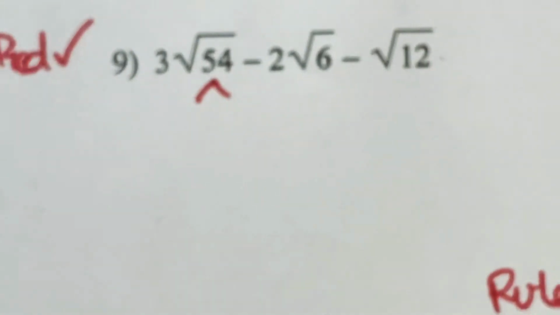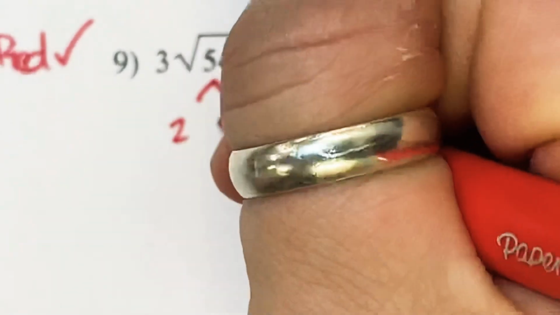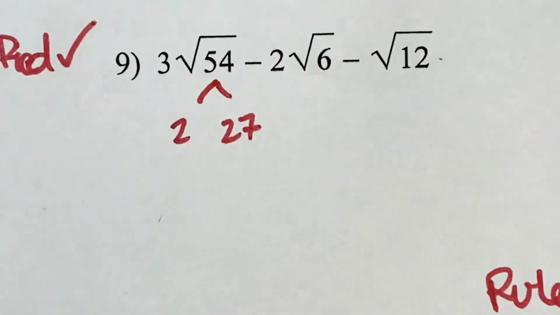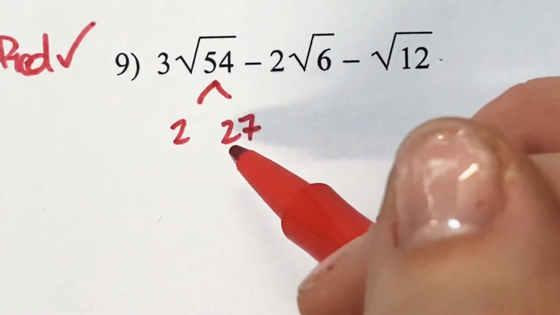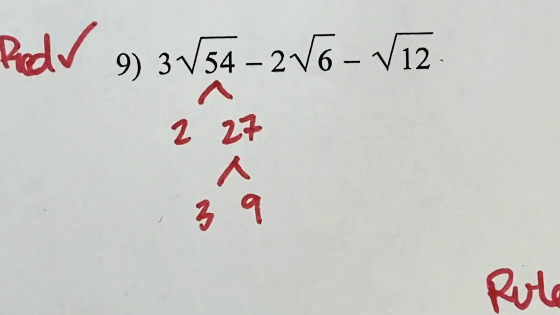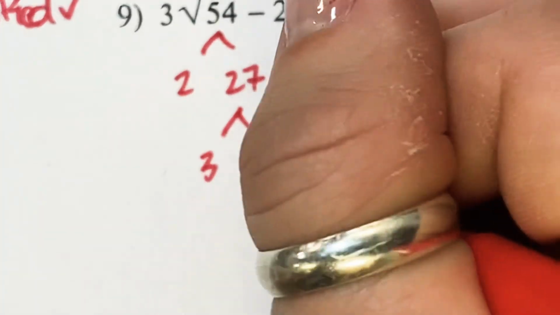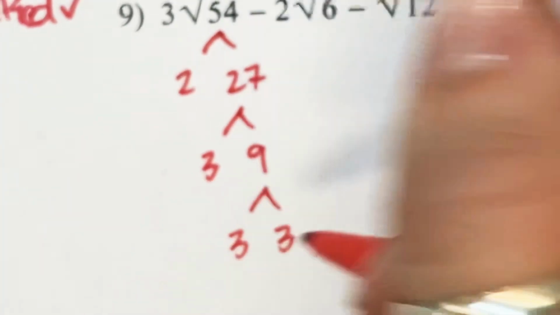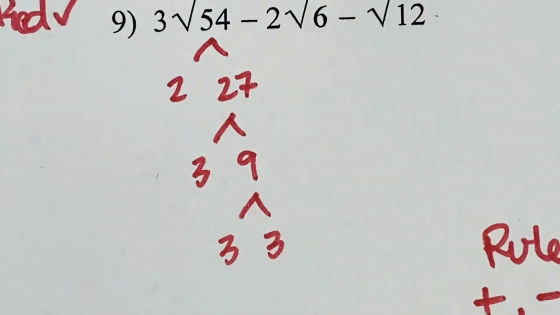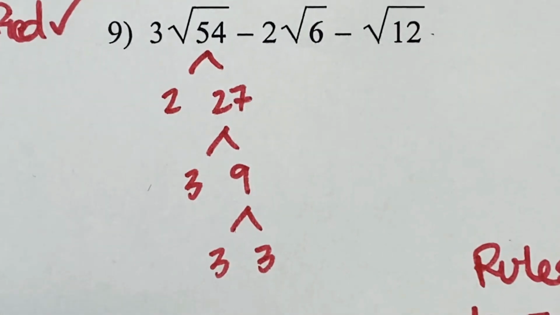So it's even, so I know I can divide it by 2. So 54 divided by 2 is going to give me 27. Okay, I can't break down 2, but I can break down 27 to a 3 and a 9. Okay, I still don't have a pair yet. I have a 2, a 3, and a 9. So let's break down 9, 3, and 3. Okay, so they're all broken down.